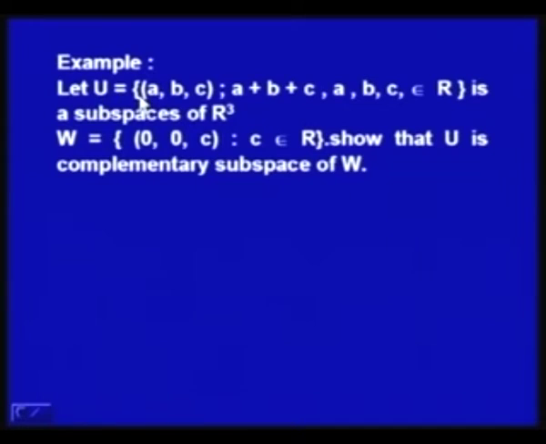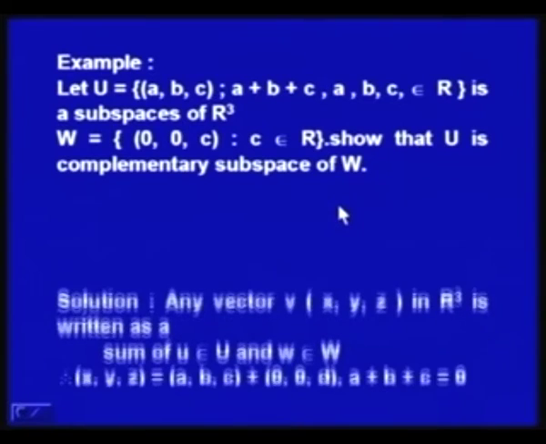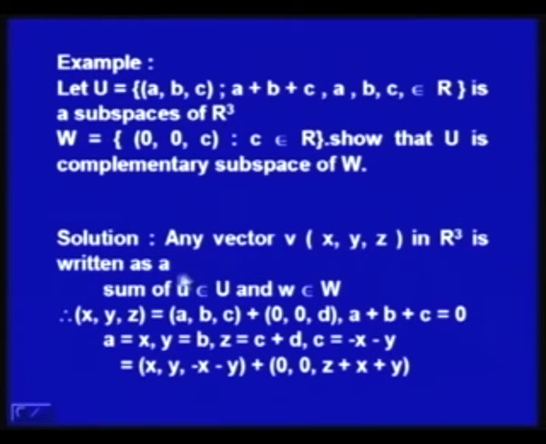So, let us consider U as the set of (A, B, C) satisfying the constraint A plus B plus C equal to 0, with A, B, C belonging to R, and it is a subspace. Similarly, W is equal to (0, 0, C), C belonging to R. Then show that U is a complementary subspace of W. This we have already done in one of the earlier exercises.